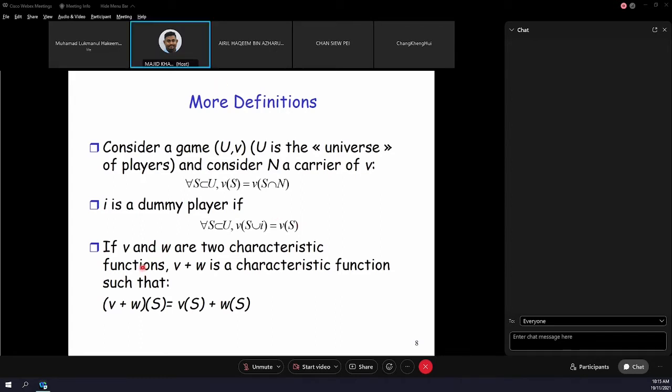If V and W are two characteristic functions, then we can make sure that additivity holds. Additivity means that V plus W is a characteristic function such that (V plus W) applied to the coalition S is equivalent to the value of V for S plus the value of W for S. So this is under the condition which we call additivity of the marginal contribution.